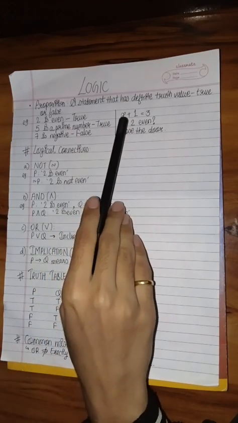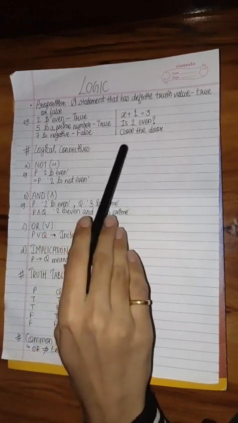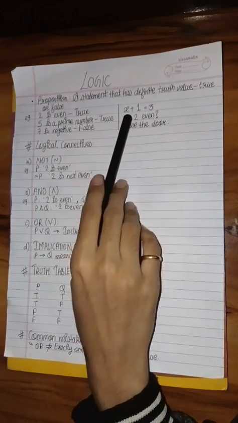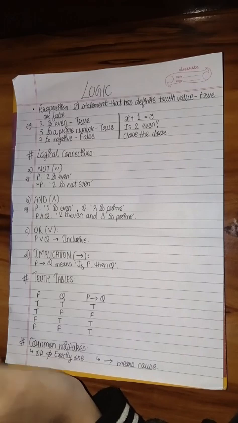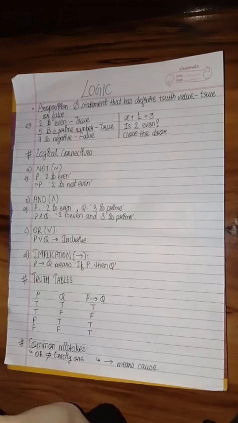Now look at this. x + 1 = 3, is 2 even, and close the door. These are not propositions because the first statement depends on the value of x. That is, when the value of x is 2, the statement is true. But in other cases, the statement is false, so it doesn't have a definite truth value. While the second statement is a question, and the third one is a command. Logic only deals with propositions.